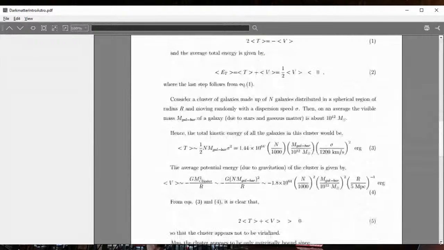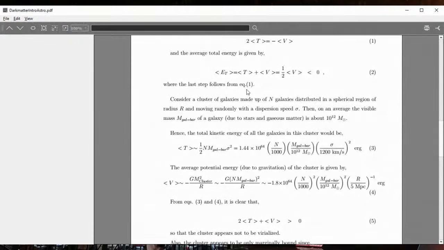Now let us apply the virial theorem to our galaxy cluster. So suppose our galaxy cluster has capital N number of galaxies which are distributed in roughly a spherical region of radius r. And the galaxies in this cluster, of course, would be moving randomly, and you can find out what is the variance of the random speed.